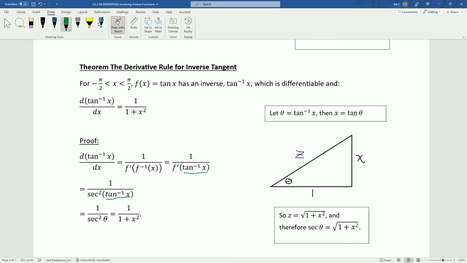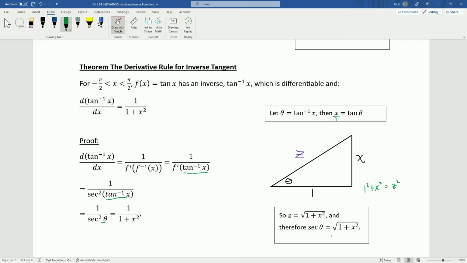I'm going to treat tangent inverse of x as an angle theta. So x equals tangent of theta, or x over 1. That's opposite over adjacent. Solve for z: 1 squared plus x squared equals z squared. Z is the square root of 1 plus x squared.